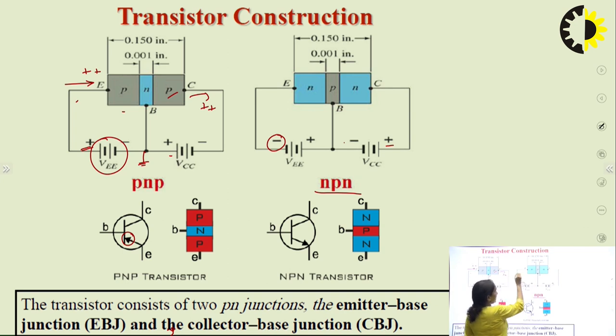So this negative terminal will push the electrons inside the emitter terminal, that is towards the junction. Because electrons are moving inward, that means the current is moving outward, because we know that the direction of the current is similar to the holes, but it is opposite to the electrons. Because the current is moving out of the transistor, the arrow is showing outward, and this arrow is representing the emitter current. So this emitter terminal is represented by an arrow, which represents the direction of the current in a particular type of transistor.